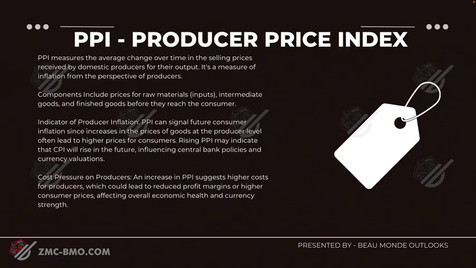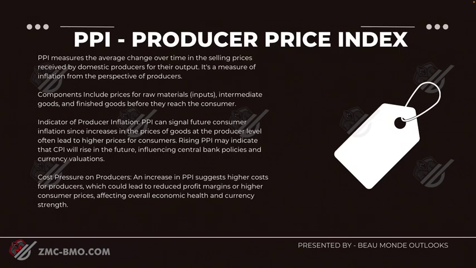Indicators of producer inflation, which is PPI, can signal future consumer inflation. Now, if you've watched our previous videos of cost push versus demand pull, when PPI is increasing, what you'll realize is they will cost push onto consumers. So as we're discussing here, PPI can signal future consumer inflation, since increases in the price of goods at the producer level often lead to higher prices for consumers, cost push.